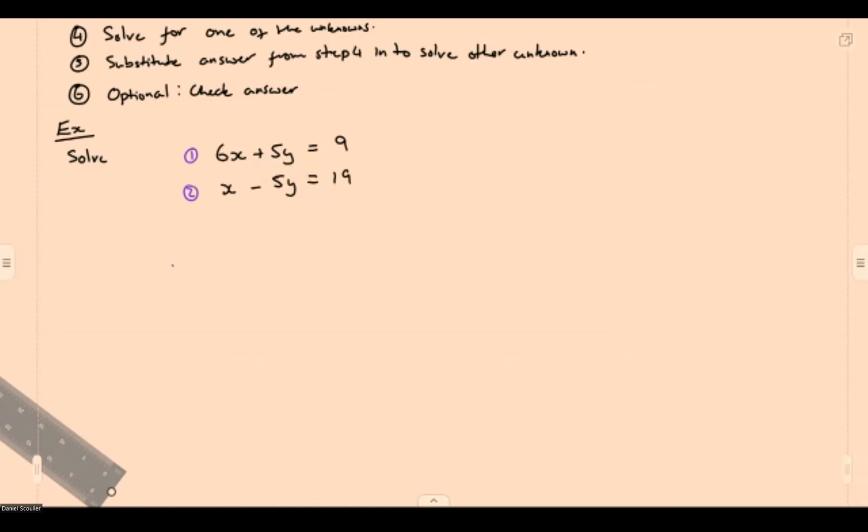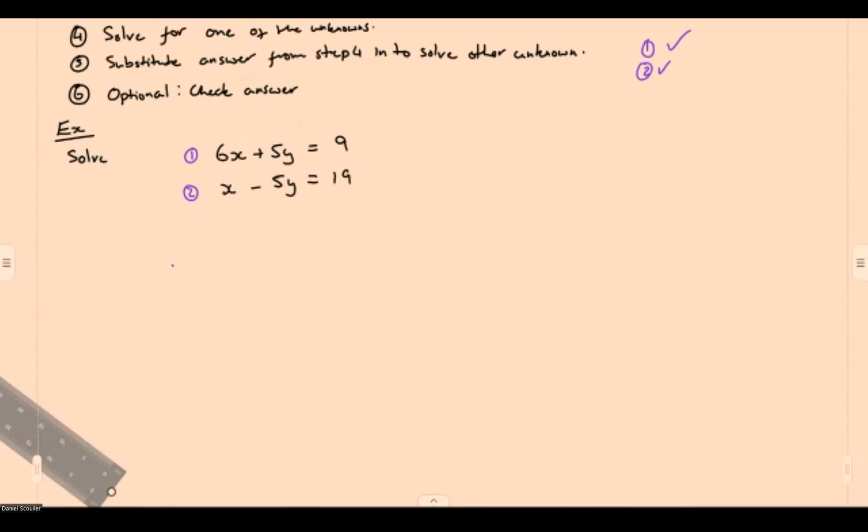Now going through our checklist, one was, are they all in line? Yep, all our terms on the left side. Second one was, are the numbers in front of the second term the same? In this case, the second term is y in both, and the numbers are the same, so a 5 and a 5. So step 2 is done, and then 3 is a decision that we need to make. Do we add or subtract?